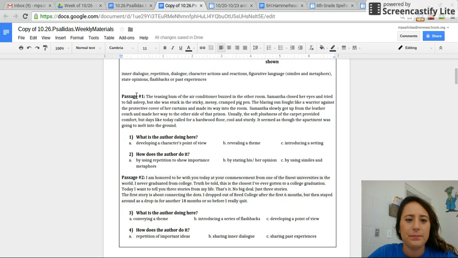Passage 1. The teasing hum of the air conditioner buzzed in the other room. Samantha closed her eyes and tried to fall asleep, but she was stuck in the sticky, messy, cramped pig pen. The blaring sun fought like a warrior against the protective cover of her curtains and made its way into the room. Samantha slowly got up from the leather couch and made her way to the other side of that prison. Usually, the soft plushness of the carpet provided comfort, but days like today called for a hardwood floor, cool and sturdy. It seemed as though the apartment was going to melt into the ground.